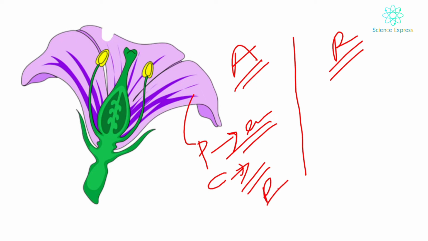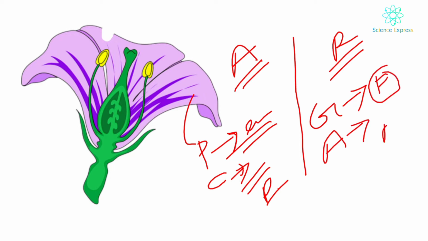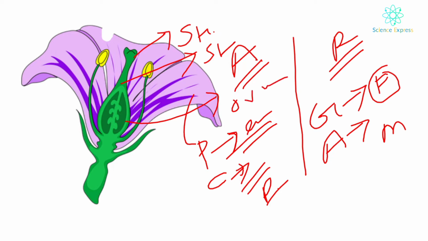Clear? Now the reproductive part contains two types. One is the gynoecium, another is the androecium. Gynoecium means female part and androecium means male part. Gynoecium contains three parts. The upper portion is called stigma, then the pipe-like structure is called style, and the bulging structure is called ovary. Clear? And ovary contains ovule. After fertilization, ovary converts into fruit and ovule converts into seed.